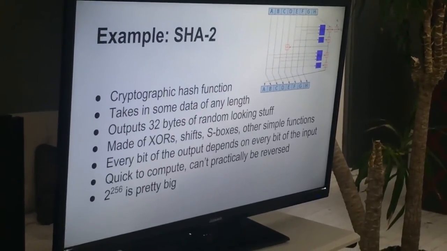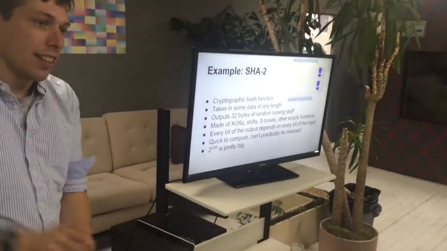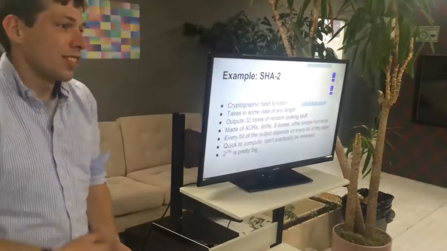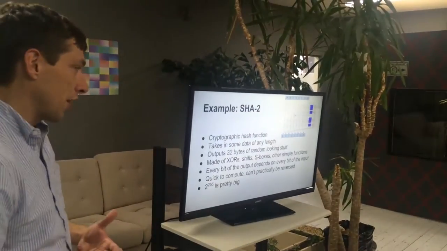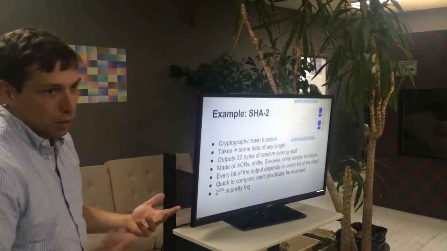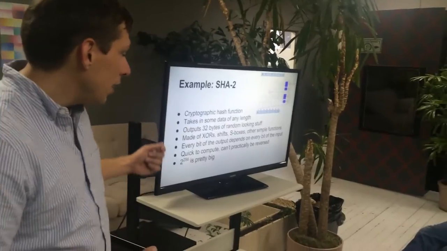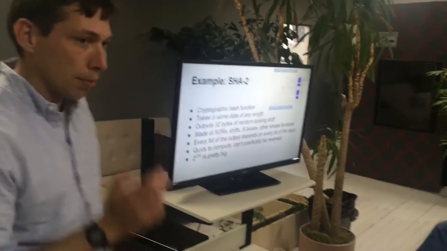You take the top of the deck of cards. If it's a spade, cut the deck. If it's a heart, take 3 and put it on the bottom. That kind of thing, where you've got a set function to shuffle these bits around. And any change in the input completely changes the output.